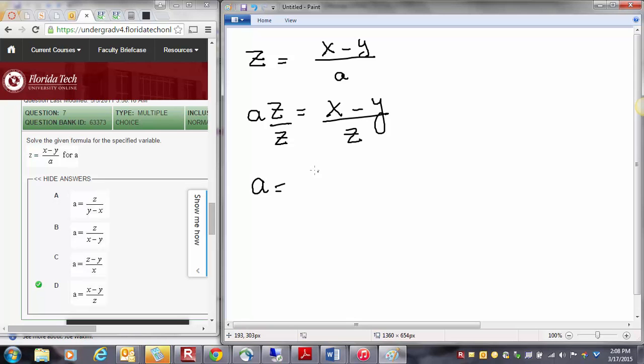So a equals x minus y over z. That's the final answer. X minus y over z, the final answer.